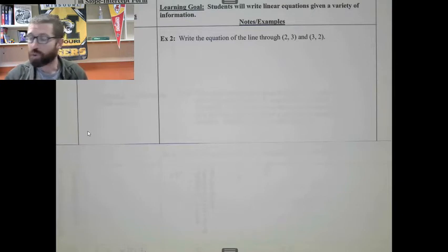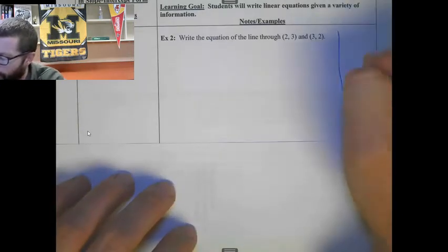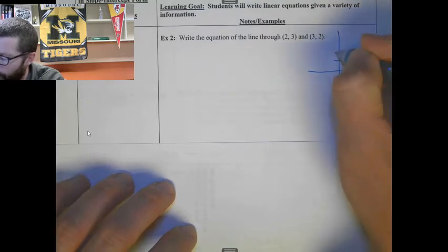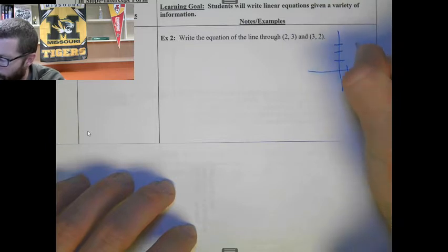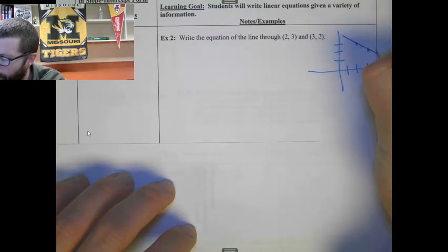It might be useful to graph them, although you don't have to, but let's take a look at them so it won't take long to graph. 2 and 3 and 3 and 2, that's easy to get confused, right? So 2 and then 3 is up here, and then over 3 up 2 is here. So we want an equation of this line right here.